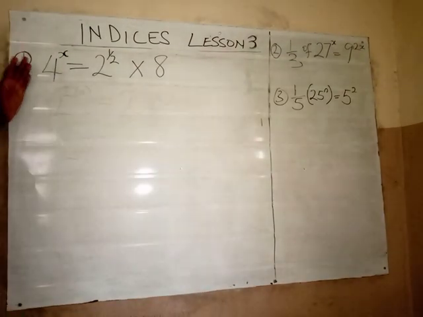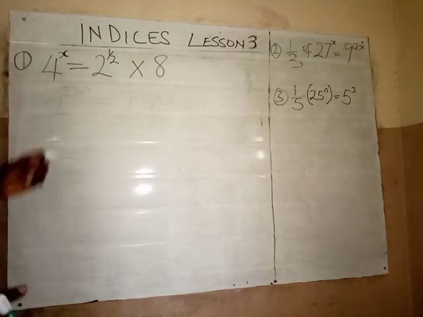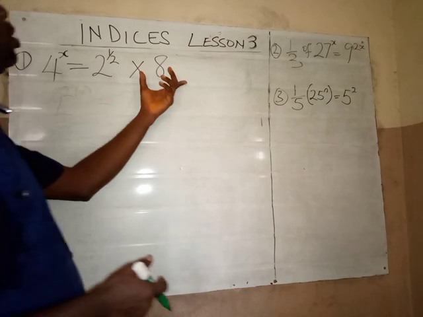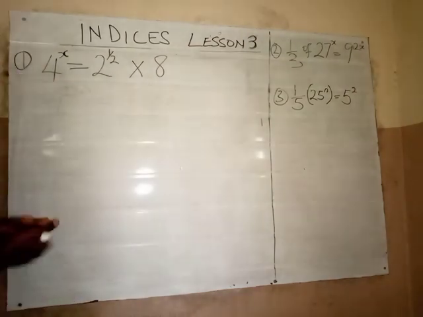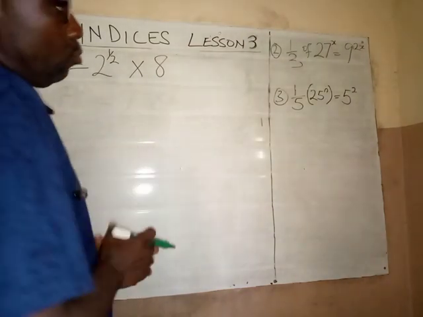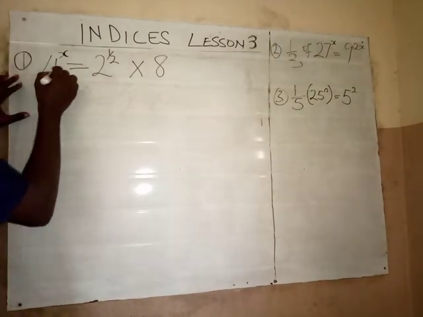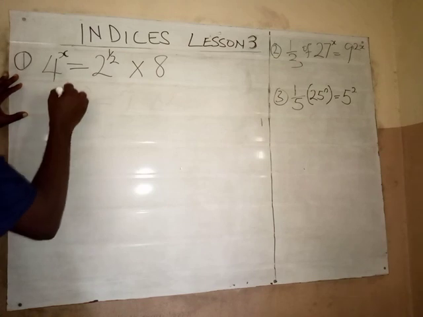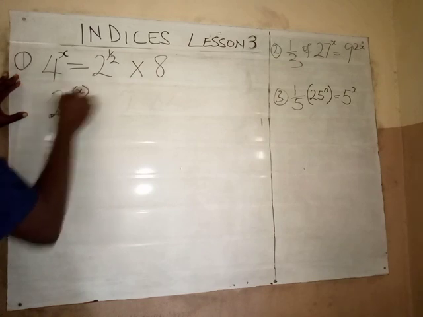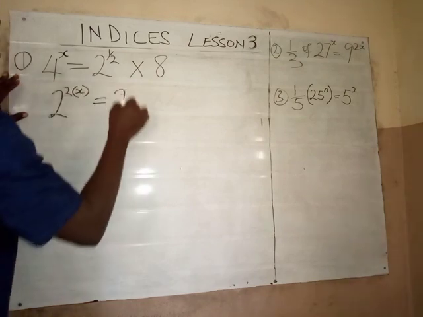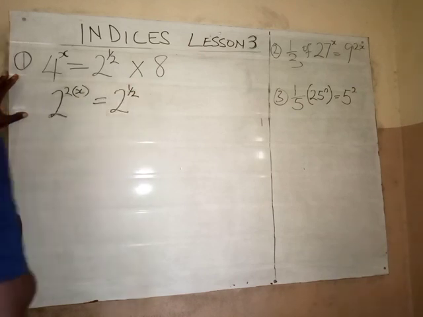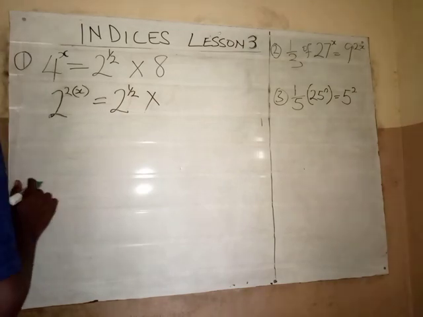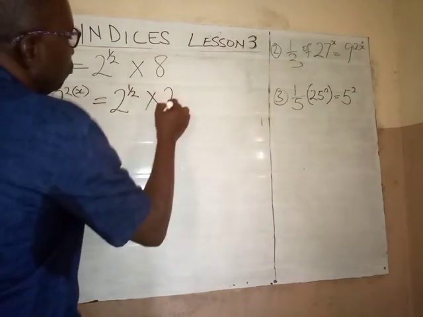What we have now is 4 raised to power x is equal to 2 raised to power 1 over 2 times 8. First of all, you can bring them to the same base so that it becomes solvable. So 4 raised to power x is the same thing as 2 raised to power 2 multiplied by x, equals 2 raised to power 1 over 2 times, you can bring 8 to the base of 2 also by having 2 raised to power 3.